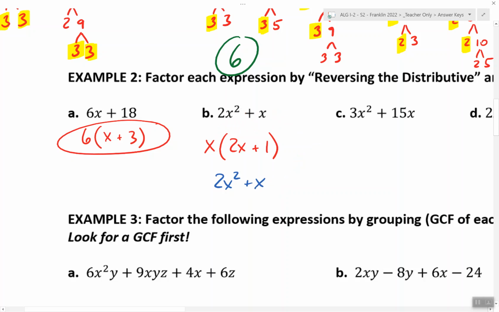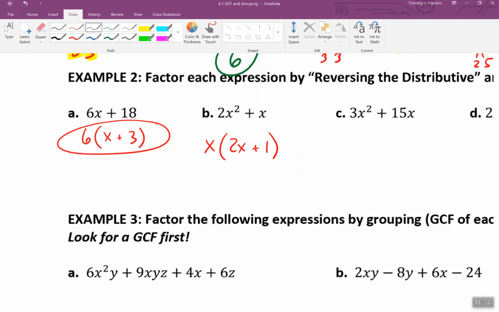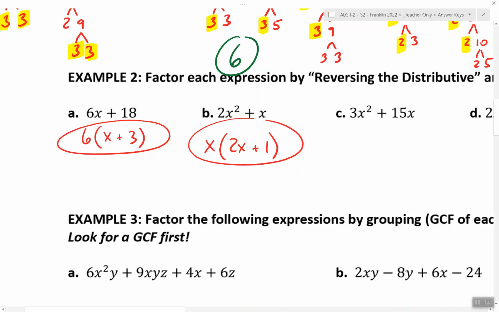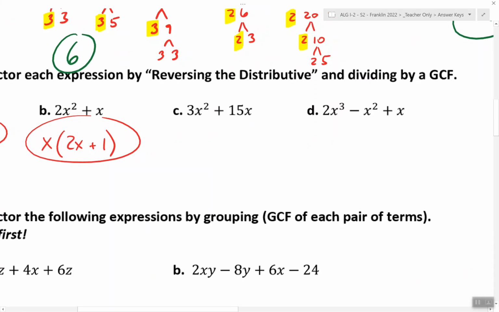So that's a good way to check your answer to see if you got it right. Just multiply it back through. Example C, 3x squared plus 15x. Well, we can divide a 3x out of this expression. And what's left is x plus 5.